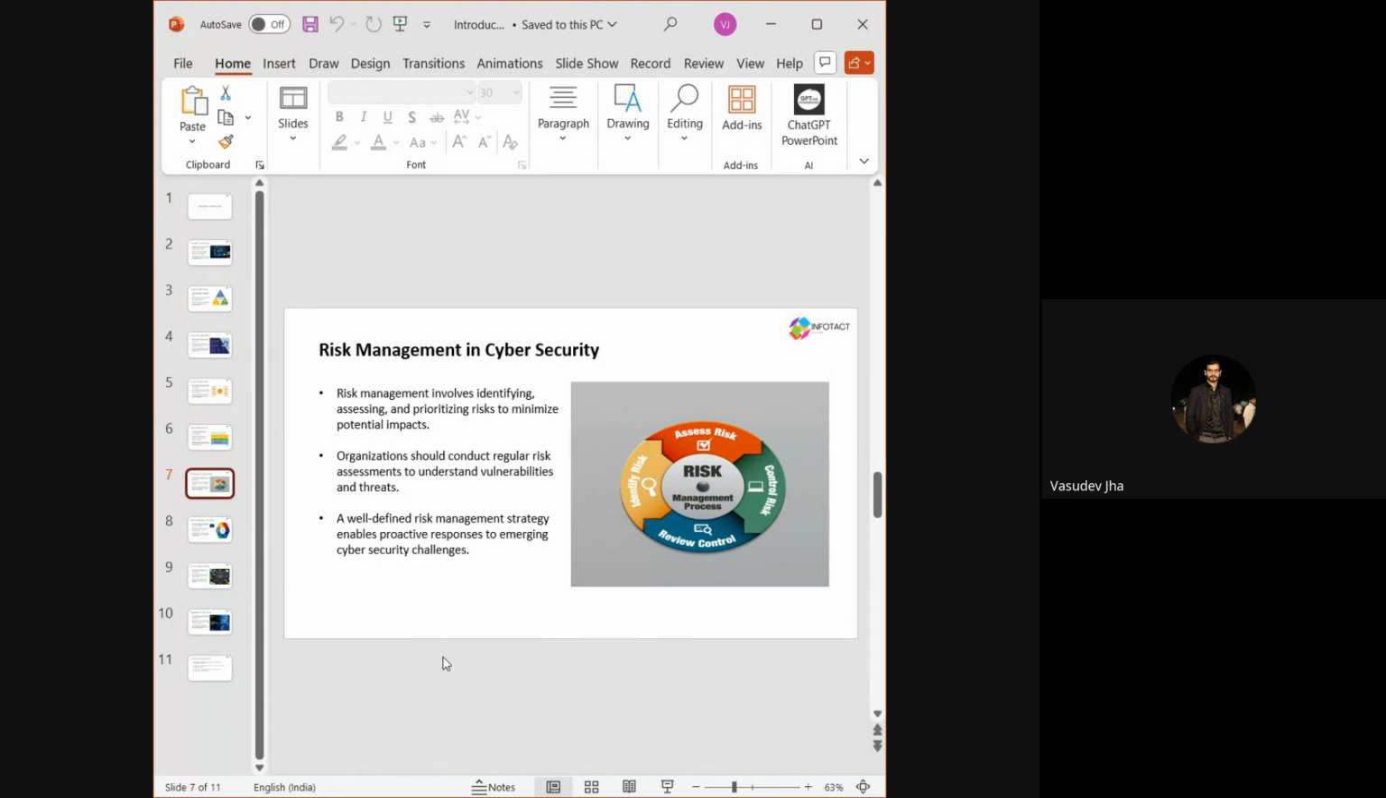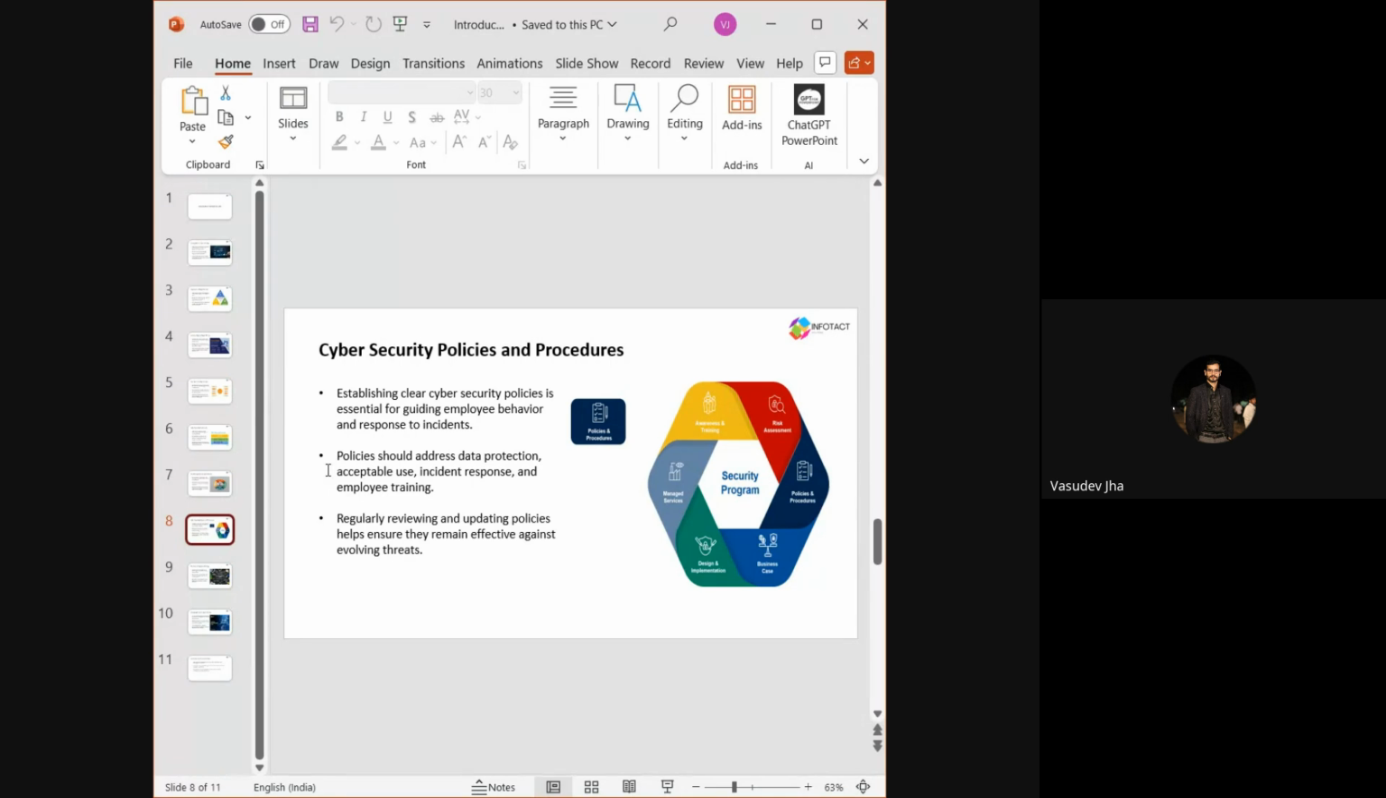Then we have another area, that is risk management. Basically, it involves identifying, assessing, and prioritizing security risks to minimize the potential impact. Organizations should conduct regular risk assessments to understand vulnerabilities and threats, and have a well-defined risk management strategy to enable a protective response to emerging cybersecurity challenges. So it's a part of cybersecurity. Then we have policies and procedures. We all know what policy and procedure mean.